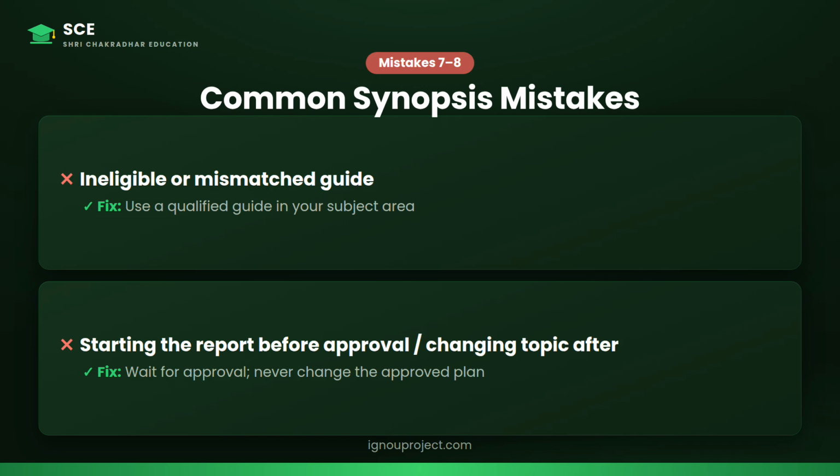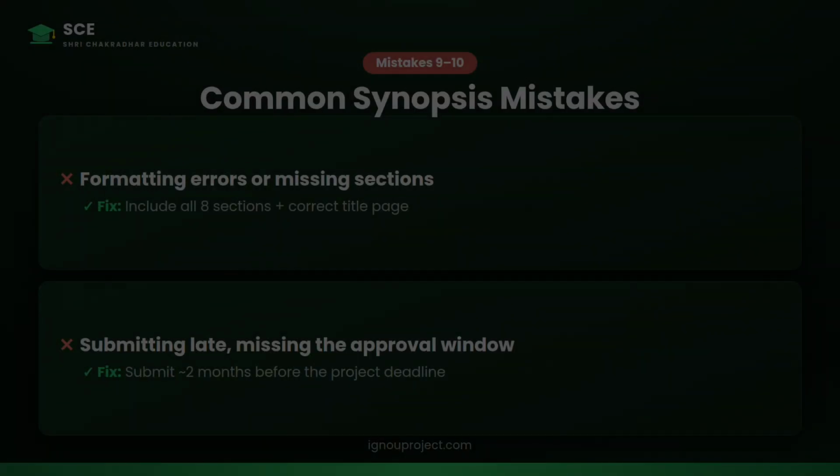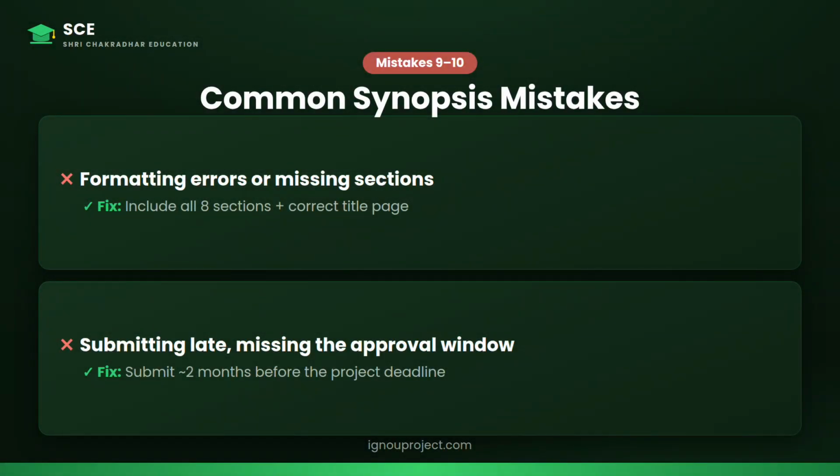Mistake 8. Starting the report before approval or changing the topic after approval. Both lead to rejection. The fix. Wait for formal approval before you begin, and never change the approved title, objectives, or methodology. Mistake 9. Formatting errors and missing sections. A wrong title page or a synopsis missing required sections like objectives or methodology gets sent back. The fix. Include all 8 sections and use the correct, formal title page format.